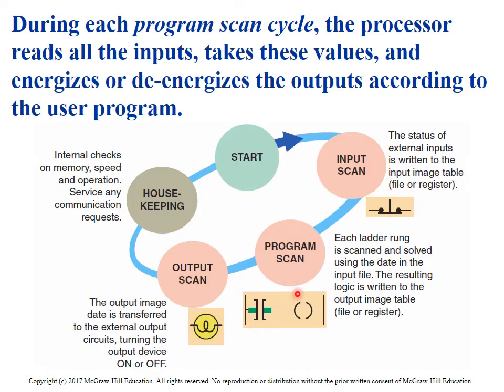Then it runs the program. Based on the information from the new inputs, it runs the PLC program, which turns bits on and off and all sorts of fun stuff. Then, based on the information the program scan came up with, the output scan takes place. That basically updates the outputs, turning on lights, solenoids, valves, and all sorts of fun stuff.